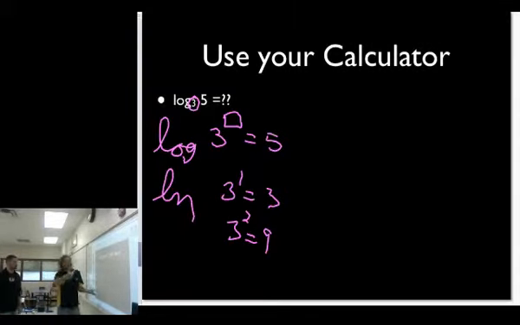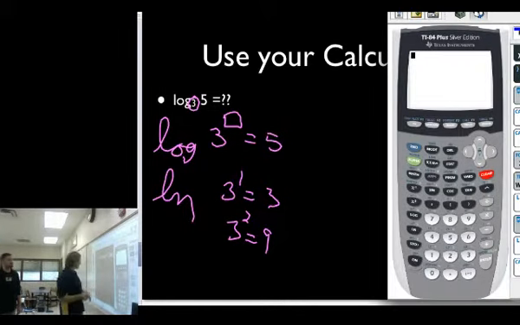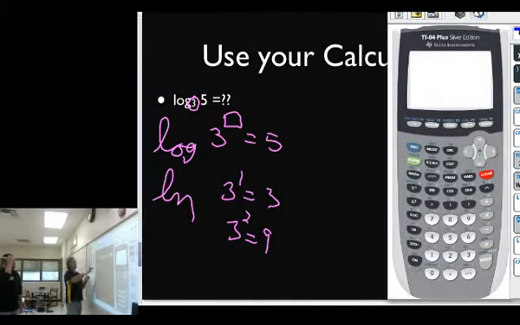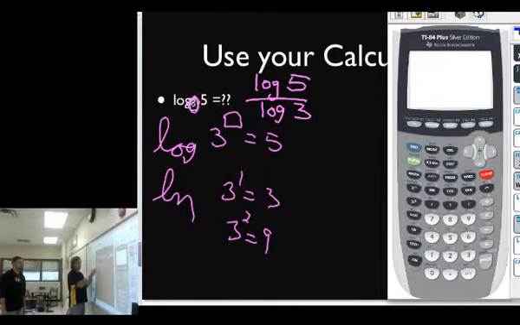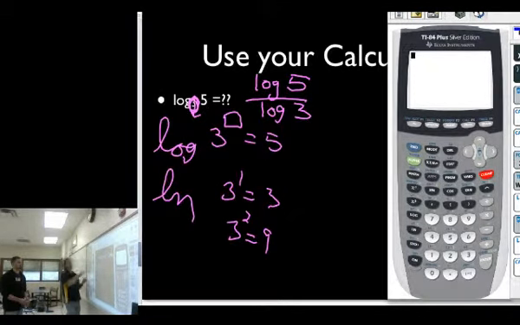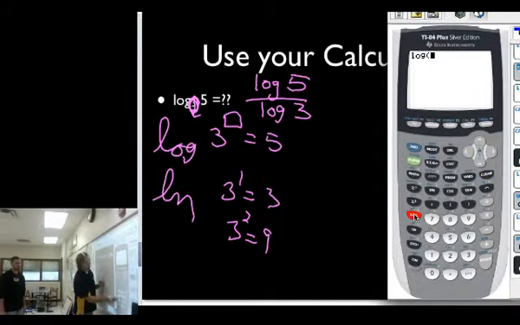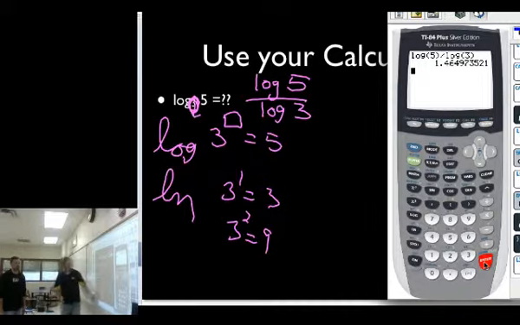And I'm not really going to cheat, but I'm going to use that one property we said. You can take the log of the number, the log of the 5, and divide it by the log of the base. So remember, this is a subscript. It's down toward the bottom. That's the one that goes on the bottom. So log 5, don't forget to close your parentheses, divided by log 3, equals 1.46. We were right, it was between 1 and 2.